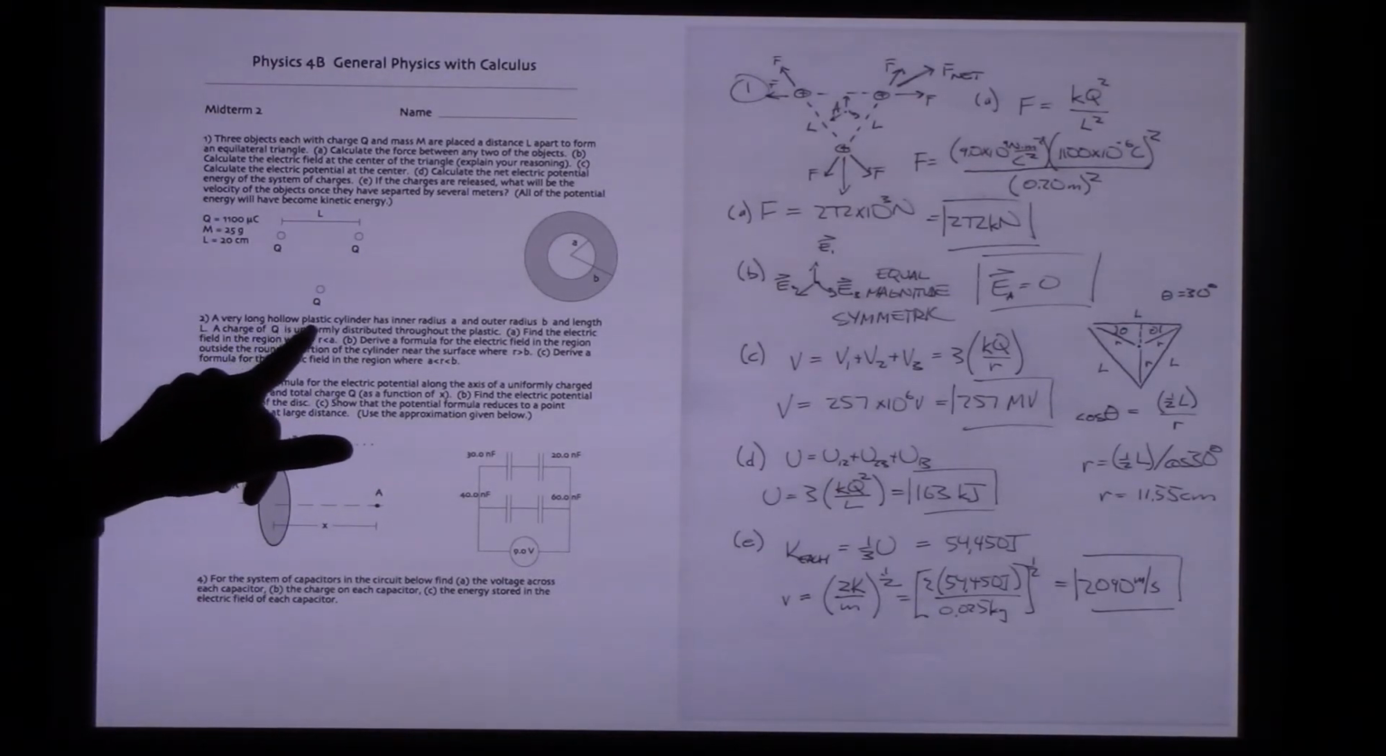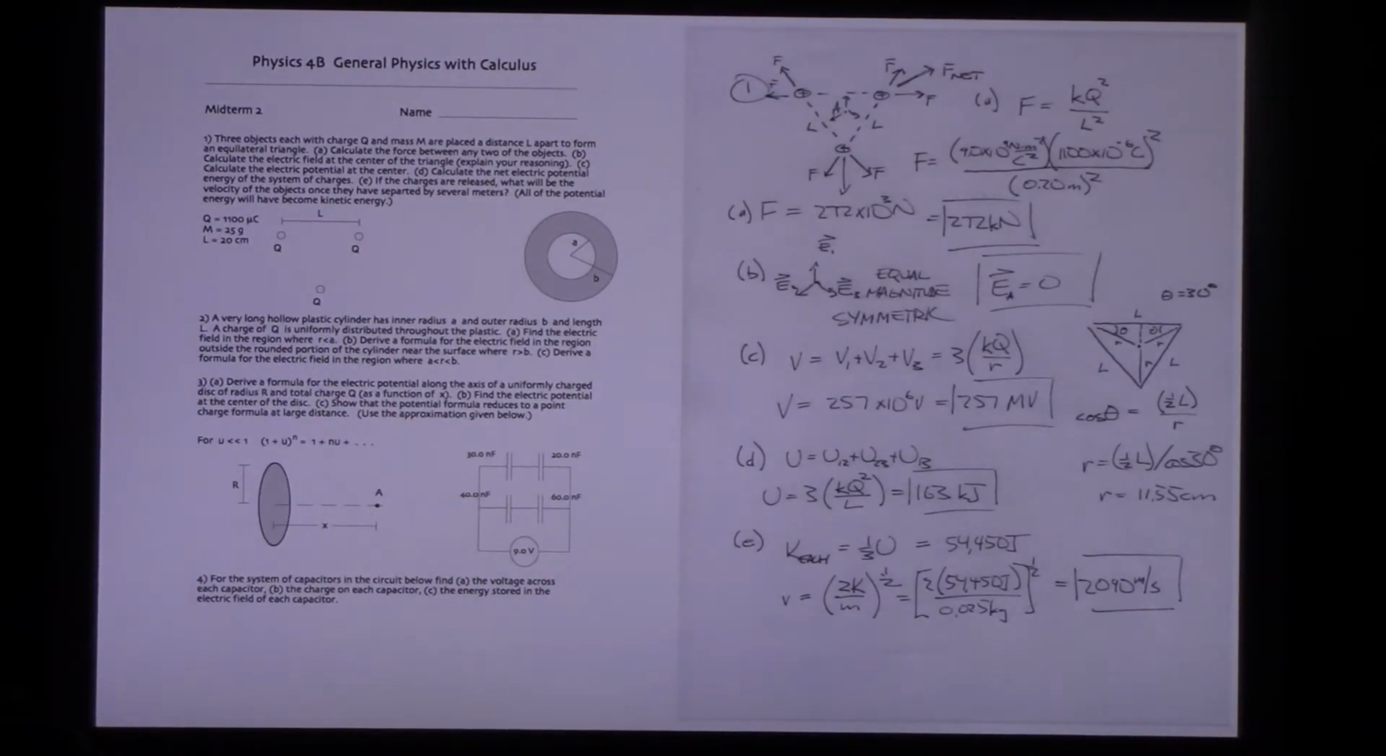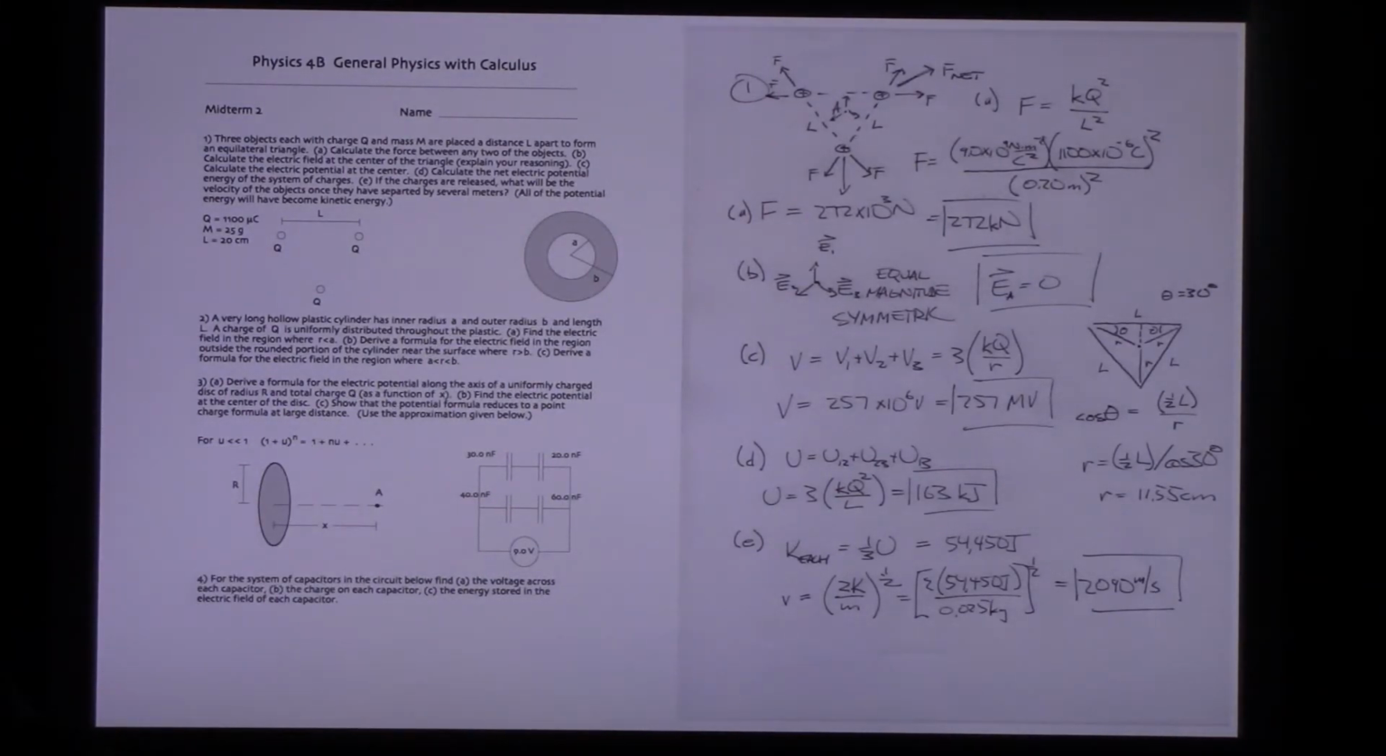A very long hollow plastic. Now this is a cylinder. Now this is a bit of an issue with drawing cylinders and drawing spheres. They look the same. So read carefully. If you look at the diagram and it's round like this, remind yourself, ooh, is that a sphere or is that a cylinder? Could be either one.